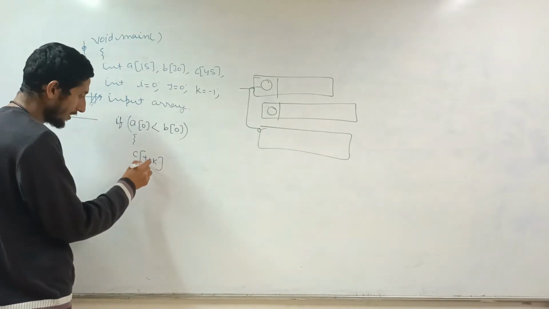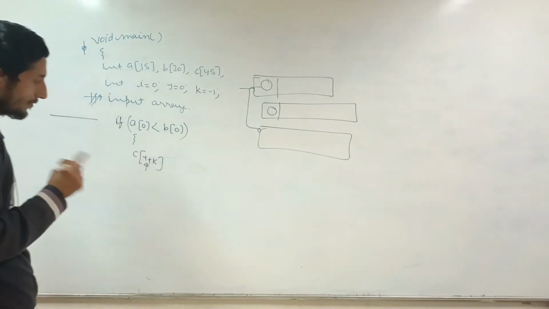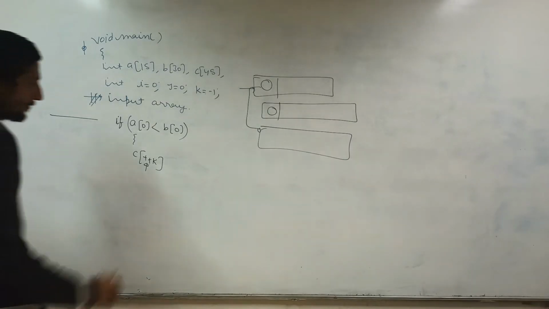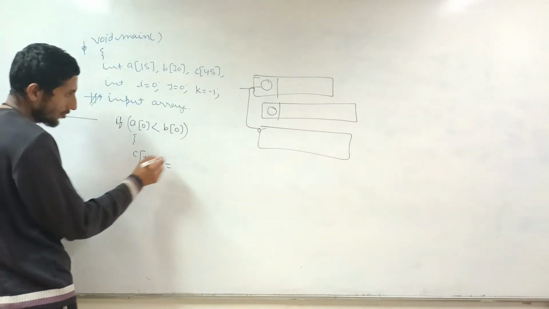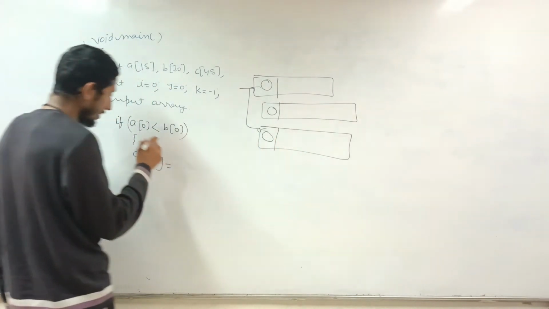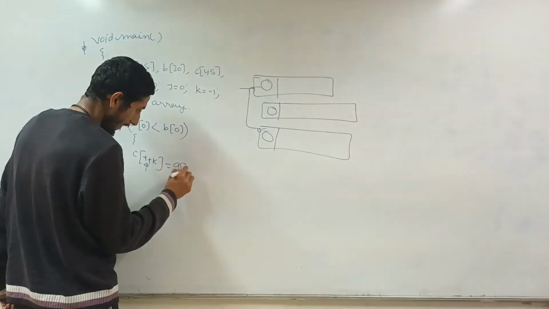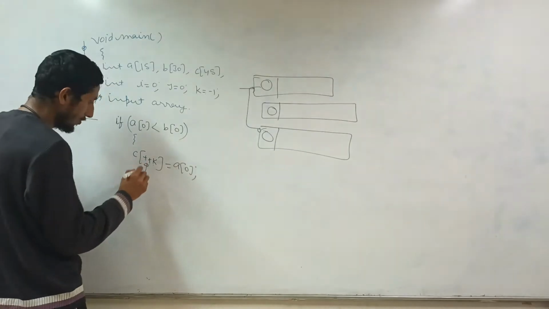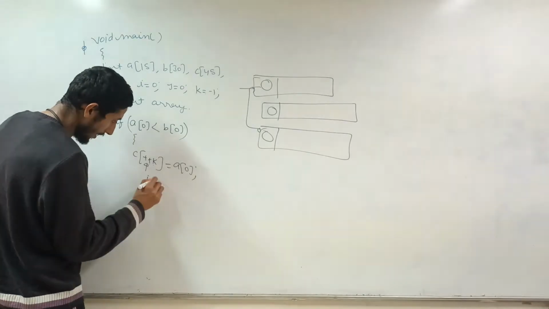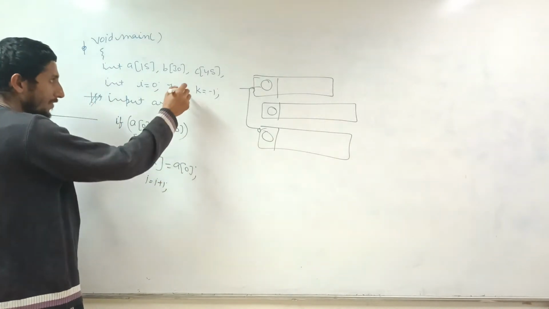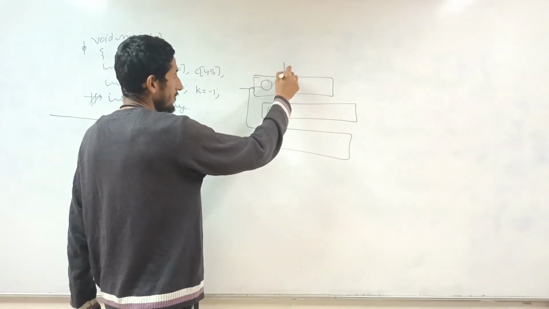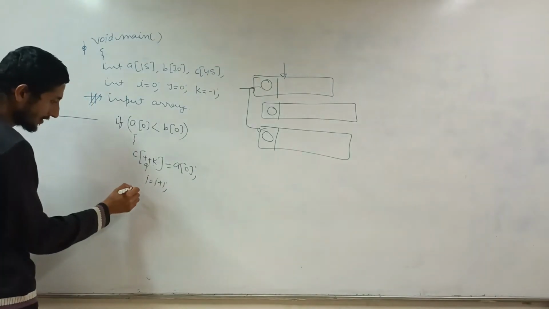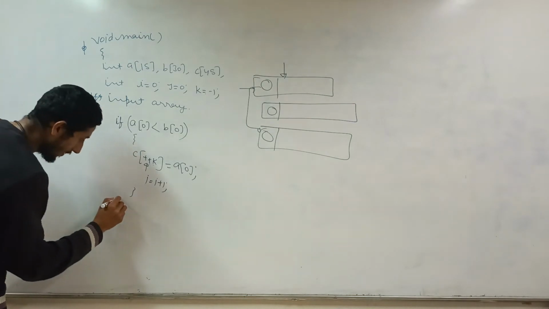That is pre-increment. So first the value will be incremented, then the value will be copied. So ++k, C0, it means I am copying here. Which element? A0. And the value of i equals i plus 1. It means the initial value of i is 0, and the value of i becomes 1. Like this. Let me put the same for else.